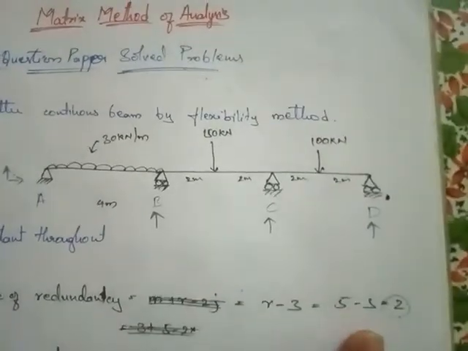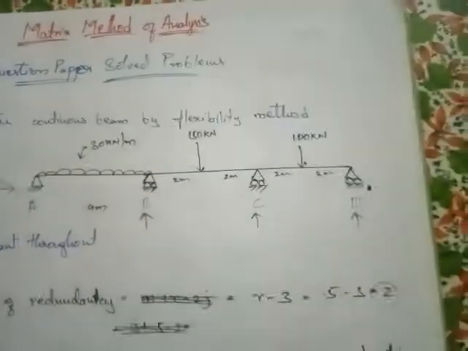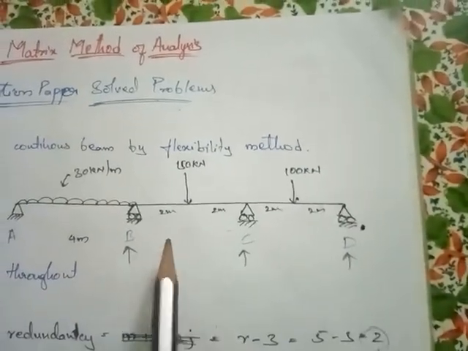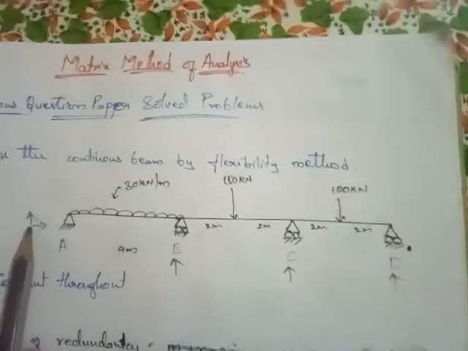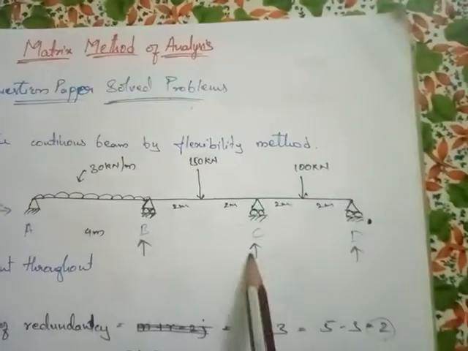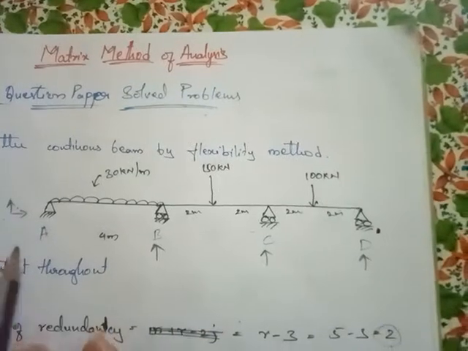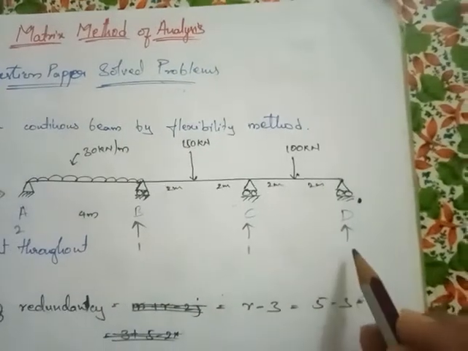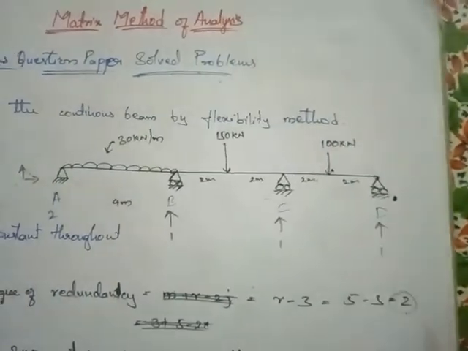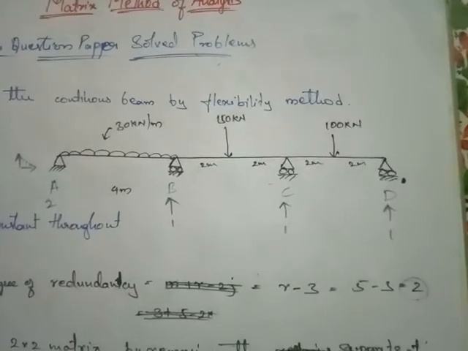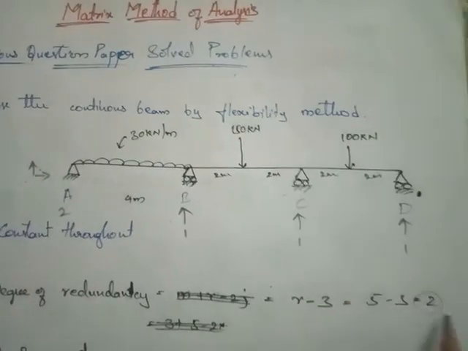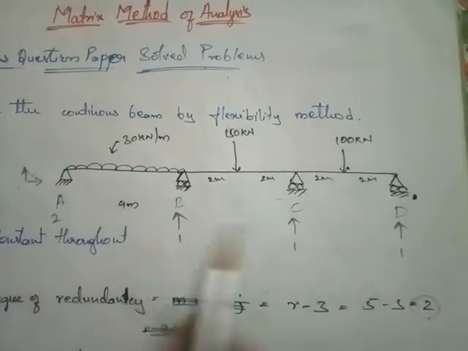Please remember, as I have said in the previous class with respect to the previous problem and in the introduction, we are supposed to remove those two redundants. As you can see, here you have 2, here you have 1, 1 and 1. With respect to support A, you have 2 redundants. With respect to support B, you have 1, C 1 and D 1. So if you want to make the structure determinate, that is degree of redundancy should become 0, then you should release 2 redundants.